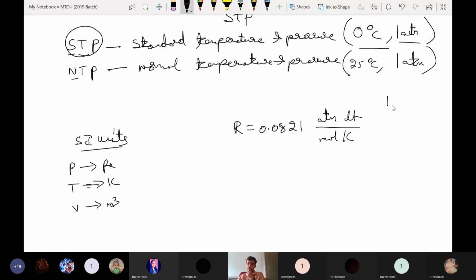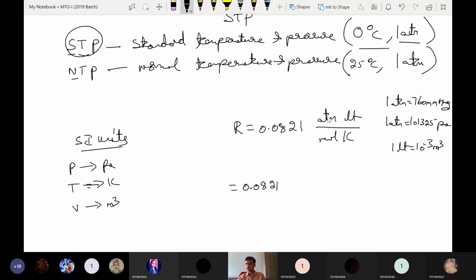We know that 1 atm is equal to 760 mmHg. Then 1 atm is equal to 101325 pascals. Also for liters to meter cube, 1 liter is equal to 10 power minus 3 meter cube. So these are the conversion units. So convert this 0.0821 into pascal meter cube per mole Kelvin. These two units we have to change.